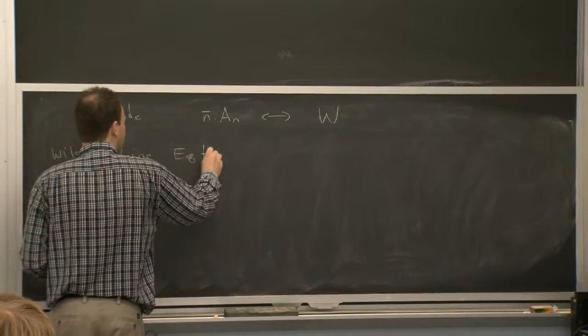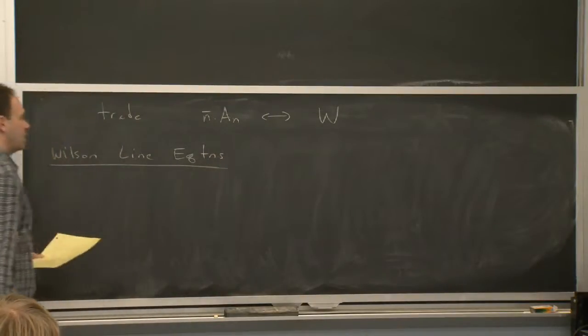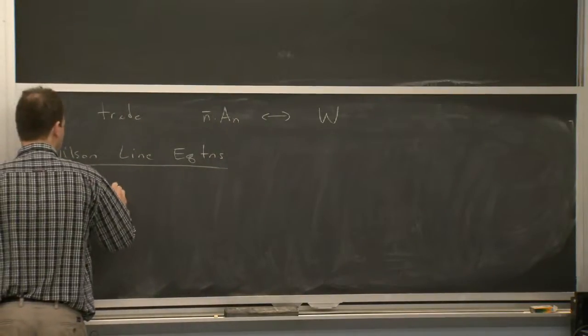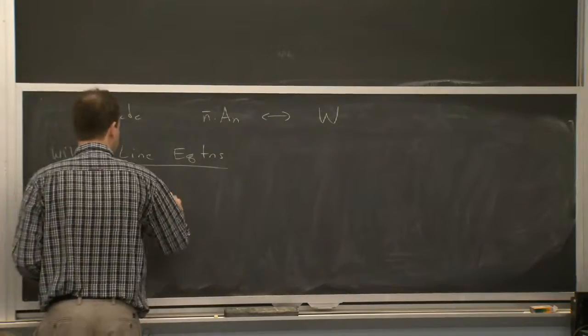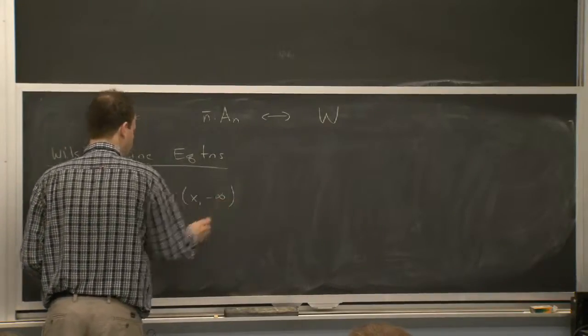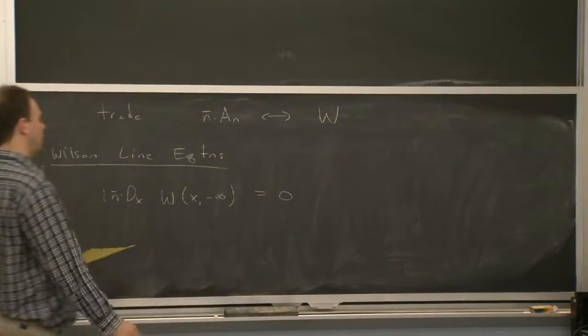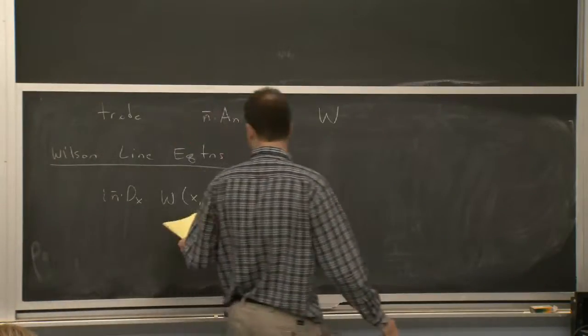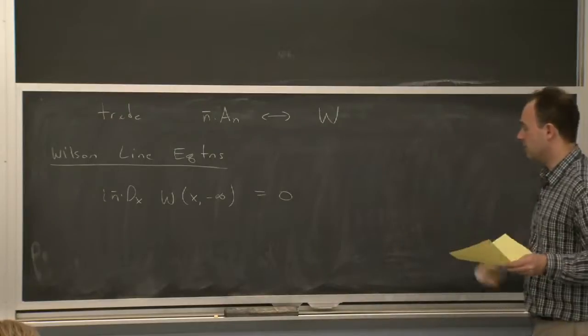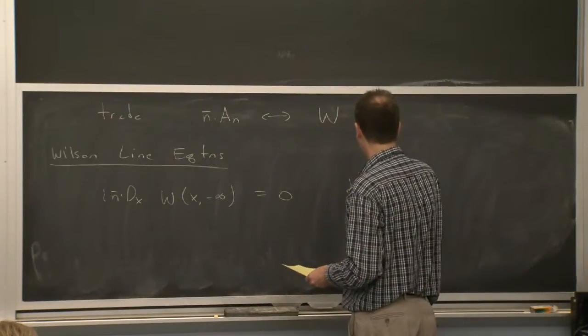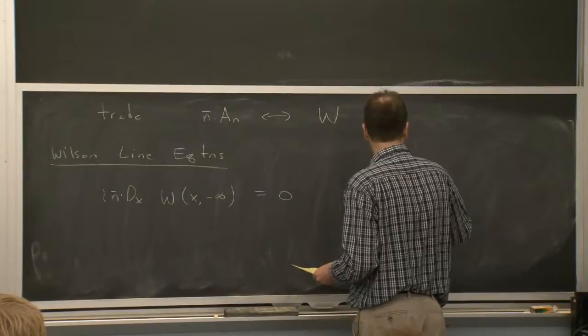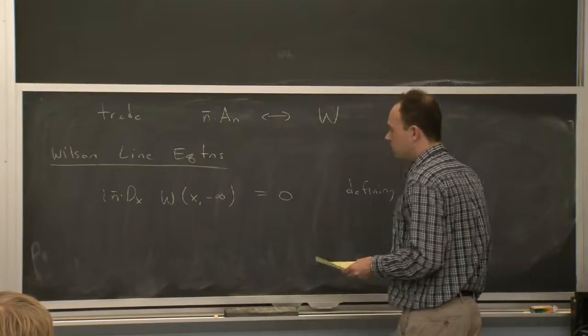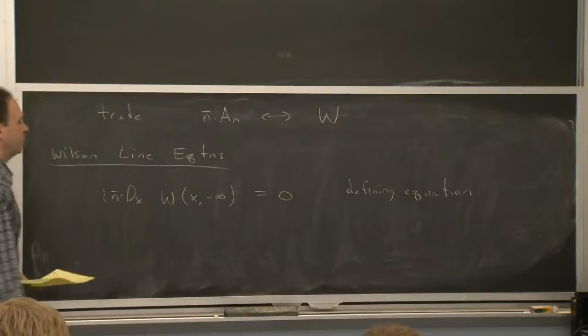So let's have a little aside on that fact. If you are in position space, the Wilson line has an equation of motion, or a defining equation, if you like. It's this. This defines the direction that the Wilson line is along the n-bar direction. And the x and the minus infinity are telling you what the endpoints are. So this is the defining equation. You can look back at Peskin if you want to see how that all works. And that's the defining equation in position space.